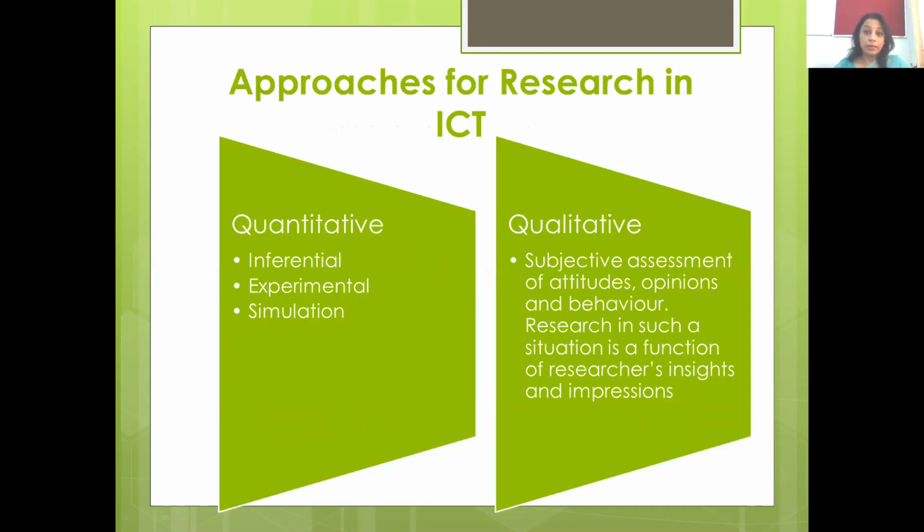And definitely, there has to be some approach of solving these problems. Either I can use a quantitative way of solving the problem, or I can use a qualitative way. The quantitative way may be inferential, experimental, or simulation based. We're going to talk about it, and where to use which.